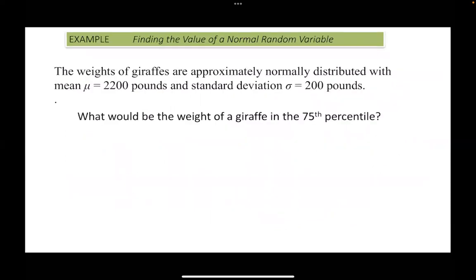So I would like you to try this. The weight of giraffes is approximately normally distributed with a mean of 2,200 pounds and a standard deviation of 200 pounds. What would be the weight of the giraffe in the 75th percentile? See if you can try this on your own.